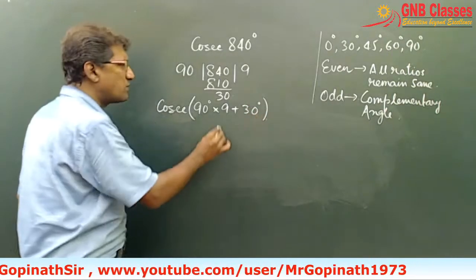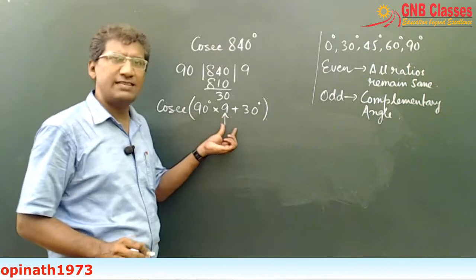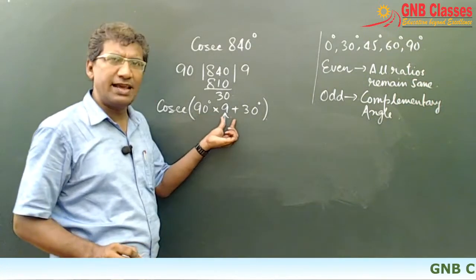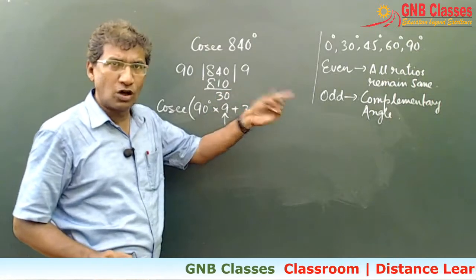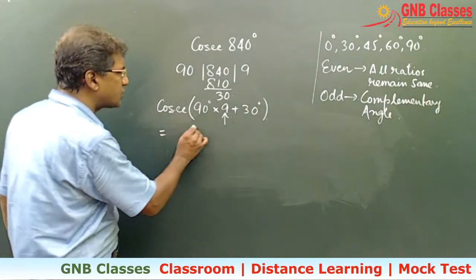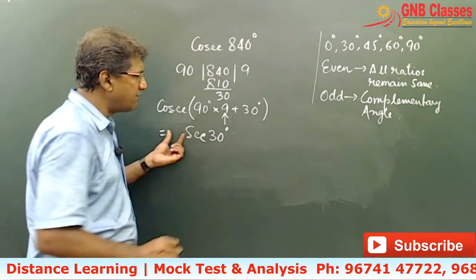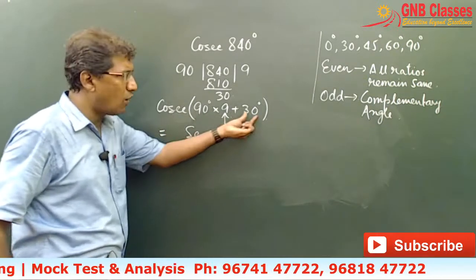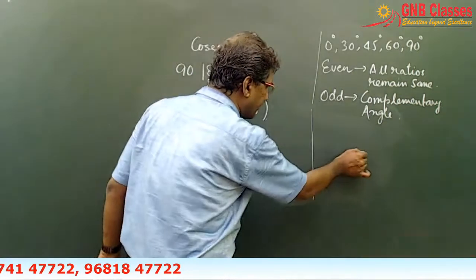Clear? Now first of all, I will see what the multiple of 90 degrees is. The multiple of 90 degrees is 9. 9 means it's odd. Odd means cosec will be changed to sec, and we will write this as sec of this angle. Is it clear? Now we will come to the quadrant.